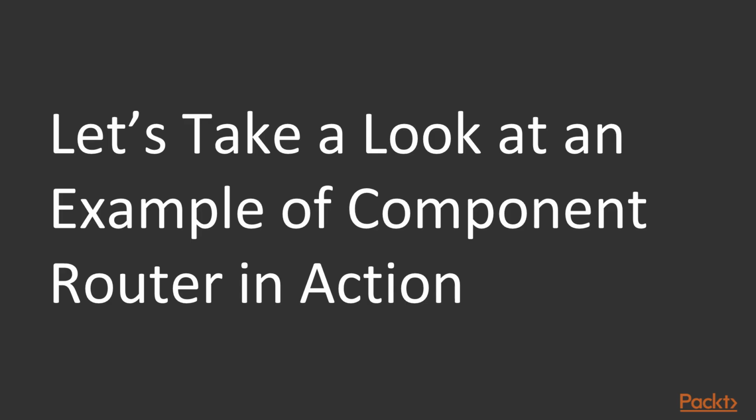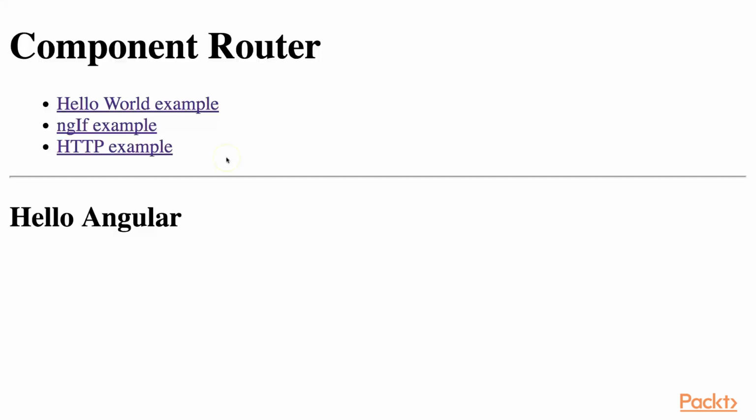So now let's see this example in action. So this is my component router component loaded for an example. So we have our three links here, and as expected, since the URL is the default one, what we get now is the hello Angular, the hello component loaded.